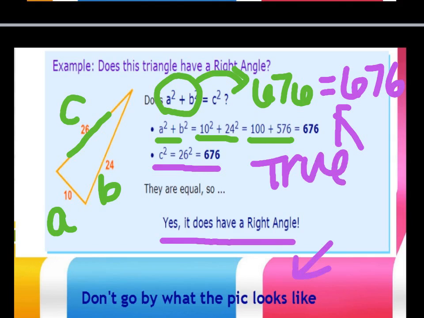Alright, so everybody look at this statement and make sure you look at what it's saying. Do not go by what the picture looks like. This picture doesn't make it look like it's a right angle. They're going to try to trick you with that picture. Make sure you actually work out the formula to see if it's a right triangle, and don't go by what the picture looks like.